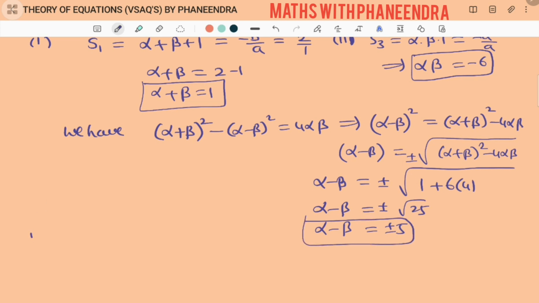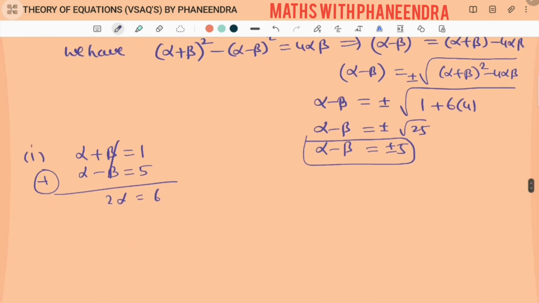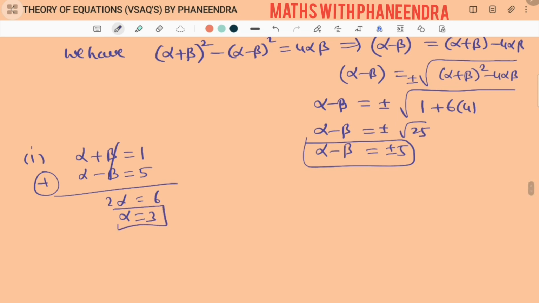Case 1, you take the first one: alpha plus beta is equal to 1, alpha minus beta is equal to 5. Adding these two, 2 alpha is equal to 6, alpha is equal to 3. Similarly, alpha is equal to 3, substitute in any of the equations: 3 plus beta is equal to 1, beta is equal to minus 2. So, we got the alpha and beta values in this case. Therefore, alpha is equal to 3, beta is equal to minus 2.